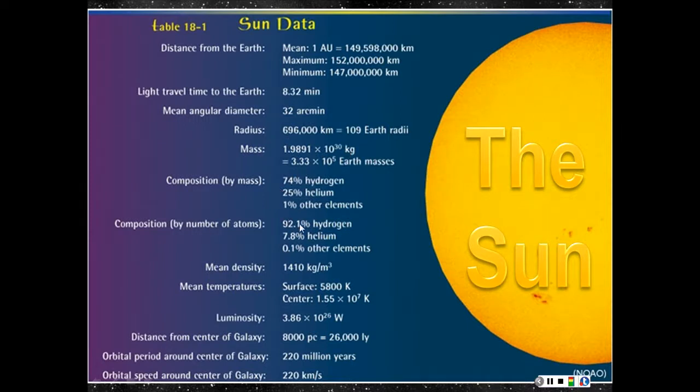The composition we know from spectroscopy, and here we've got it by mass, so it's about 75% hydrogen, 25% helium by mass, but because hydrogen is so much less massive, it ends up with a lot more atoms. Its average density is a bit more than water, and its surface temperature is about 6,000 Kelvin. We'll come back to some of these things later.